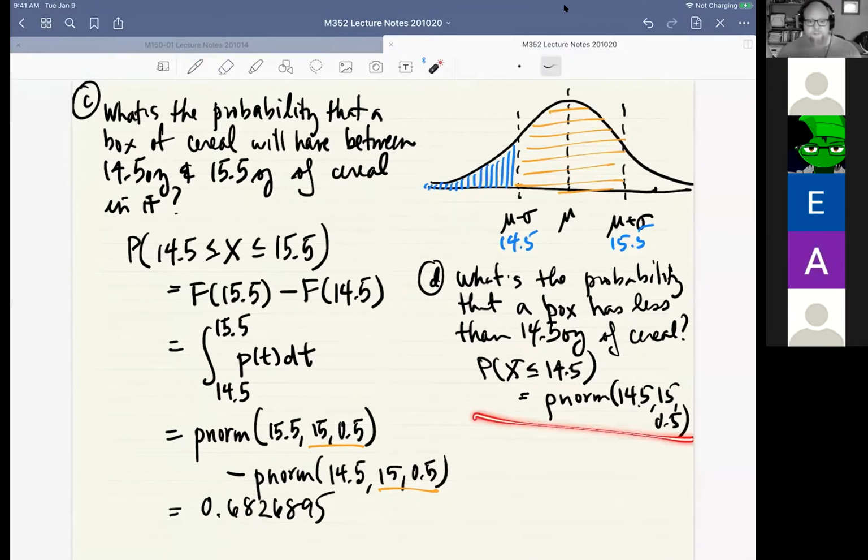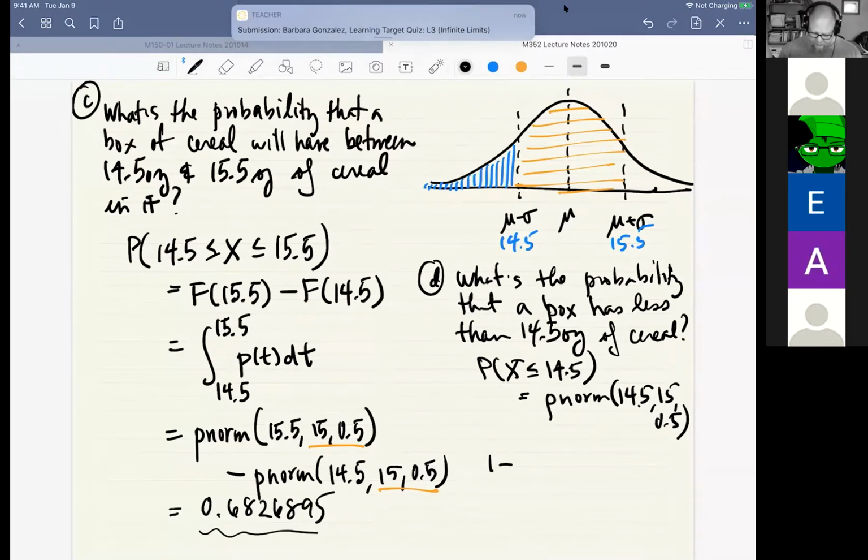Well, that's another way of asking, what's the area of this tail? And I want to show you a cool way to calculate it. Since we know that the normal distribution is symmetric, we know that the area of this tail is the same as the area of this tail. We also know that the area under the curve is 1. So the area in the tails, plural, is 1 minus this number we just calculated in the previous part.